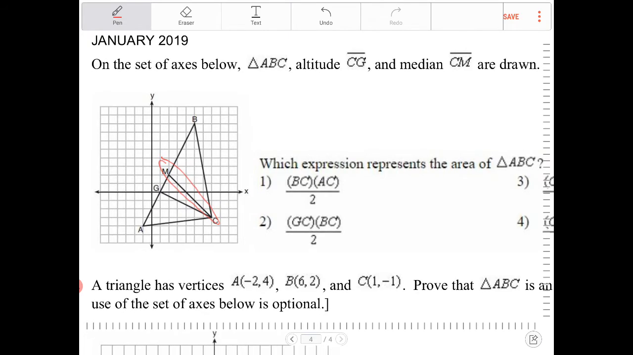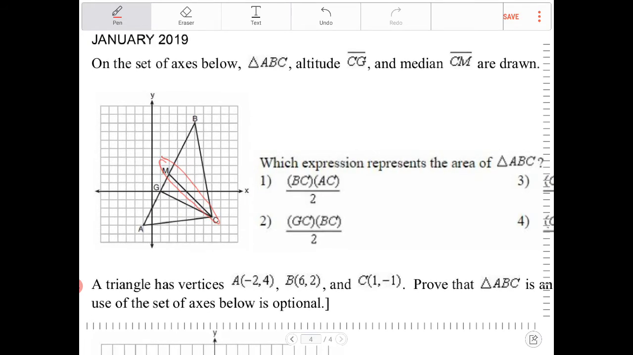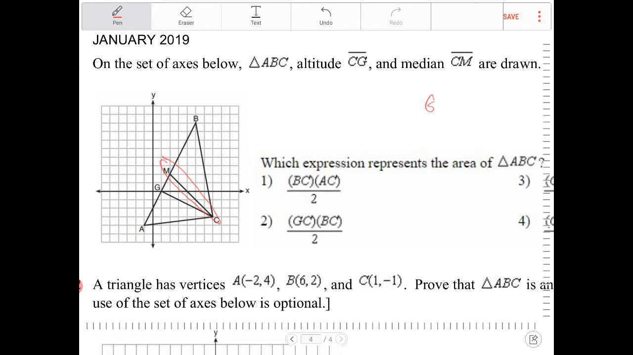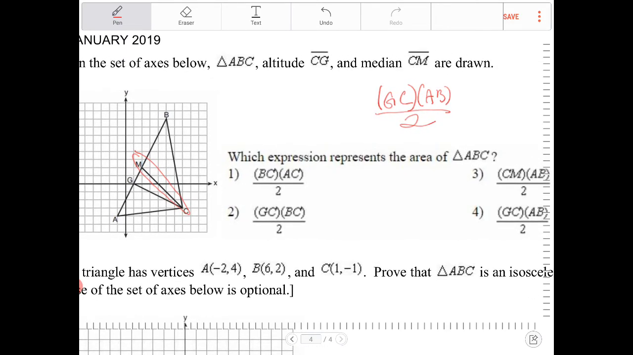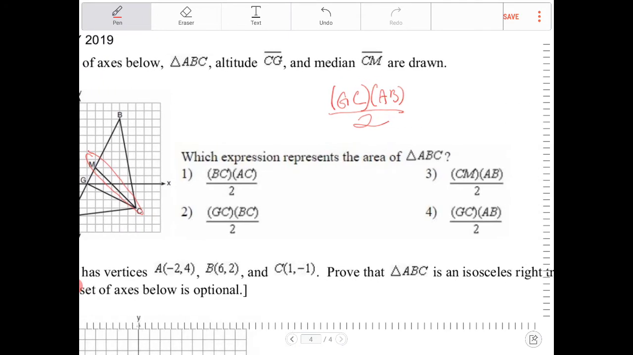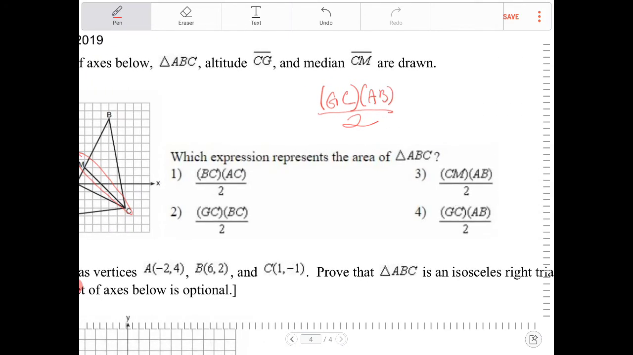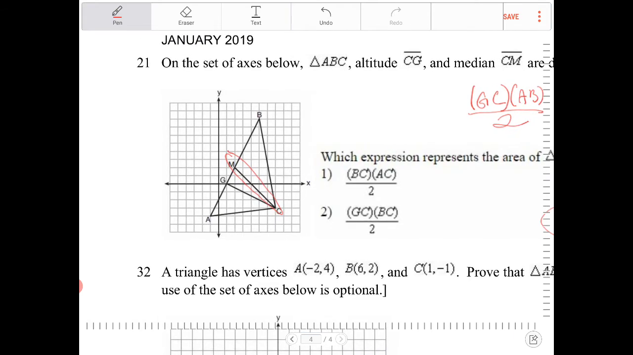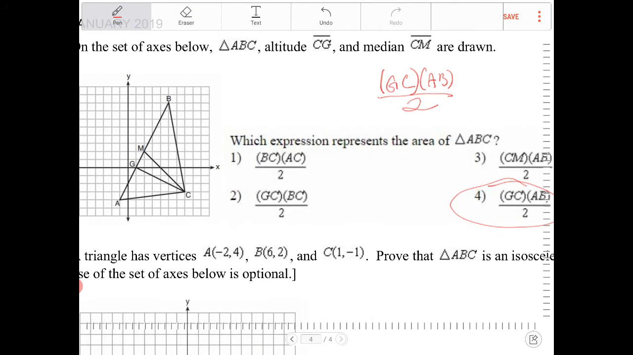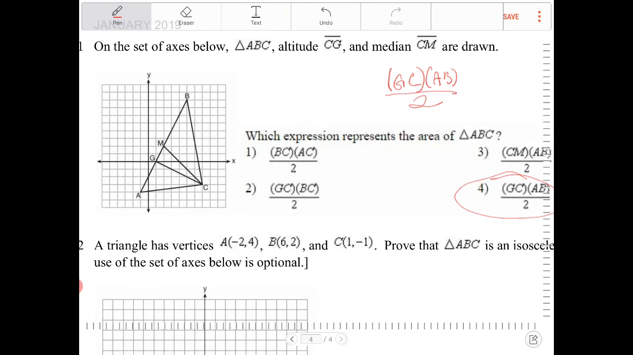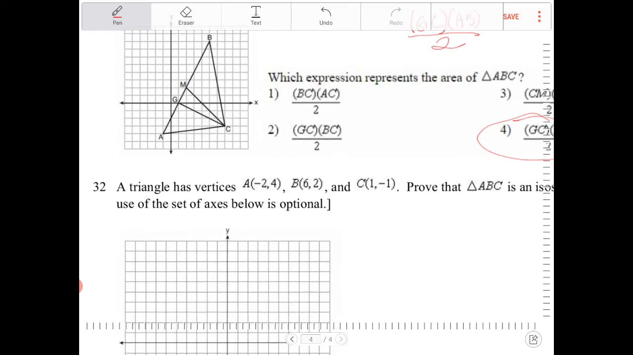Which expression can be used to find the area of triangle ABC? Well, we can use the altitude, which is GC, right? So GC times the length of AB, divided by 2, and that will give you the area, because it's base times height. The height is the altitude. So which option is that? GC times AB over 2. That would be option 4. So again, MC here is the median, and it cannot be used to find the area of the triangle, unless the median turns out to be the altitude as well. But in this case, it's not.